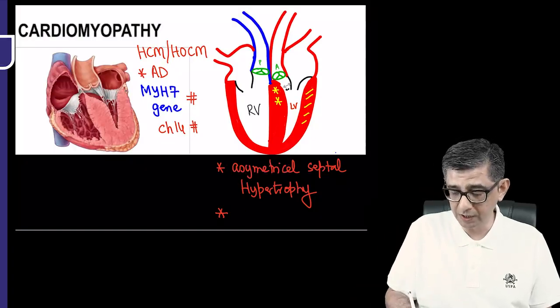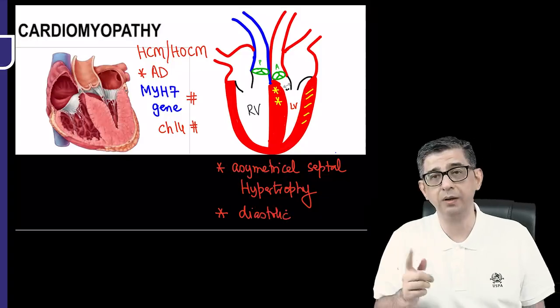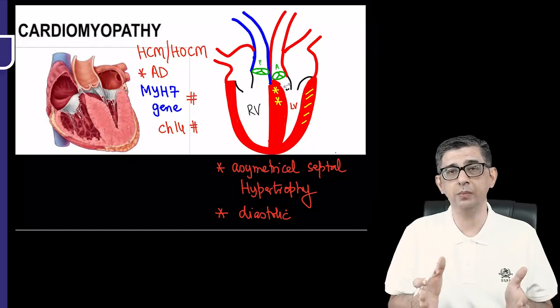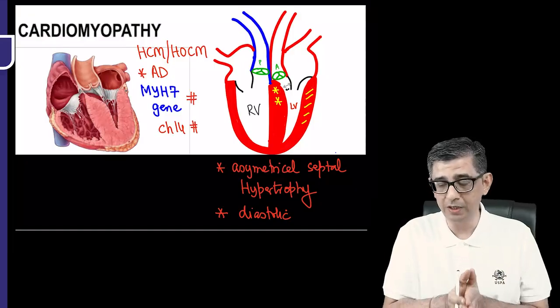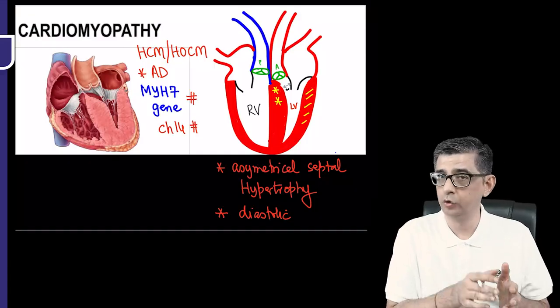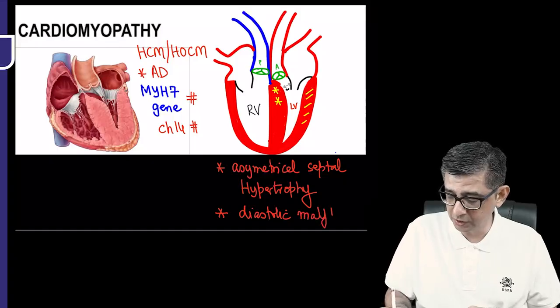In fact, the cavity size of the left ventricle of this patient, though the heart is anatomically bigger, because I'm using the word hypertrophic, so the heart is anatomically bigger, but the cavity size of the left ventricle is even smaller than the left ventricle of a normal person. Therefore, in these patients, there would be a diastolic malfunction in the heart.